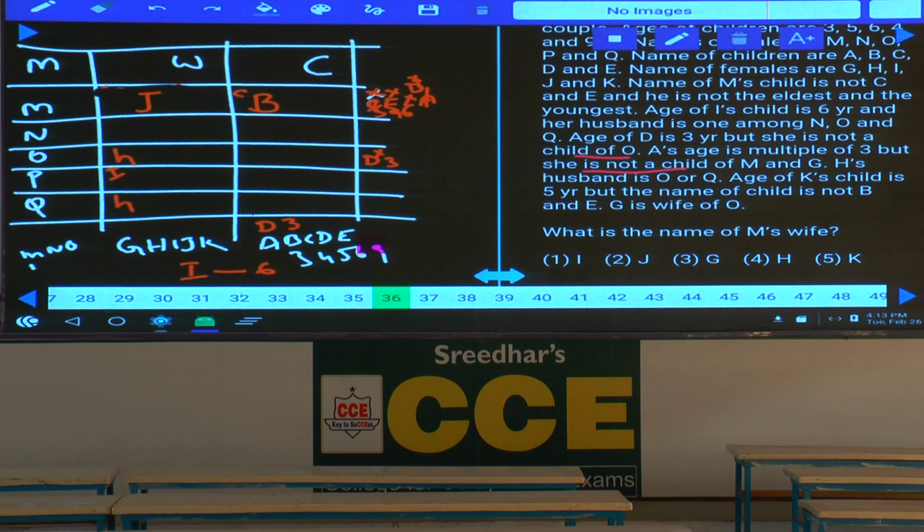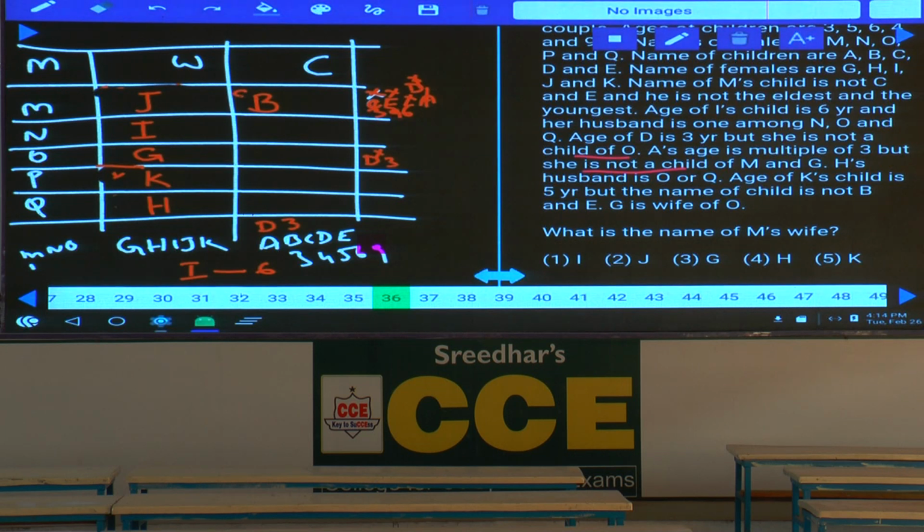M, J, B. Then G is the wife of O. As G is the wife of O, G must be at this place. If G is here, then H will be here. If H is here, then where should this I be? I cannot be P. I cannot be the wife of P, isn't it? Hence, I must be the wife of N. If I is the wife of N, then G, H, I, J and K must be at this place.